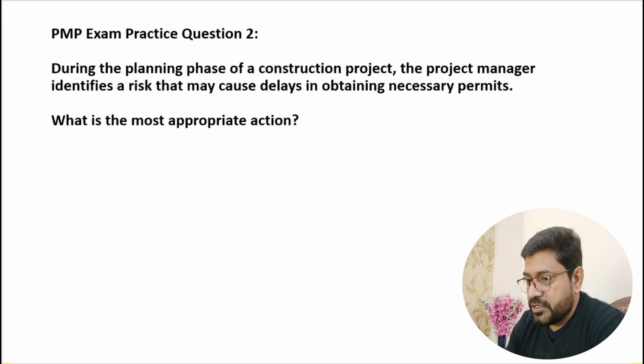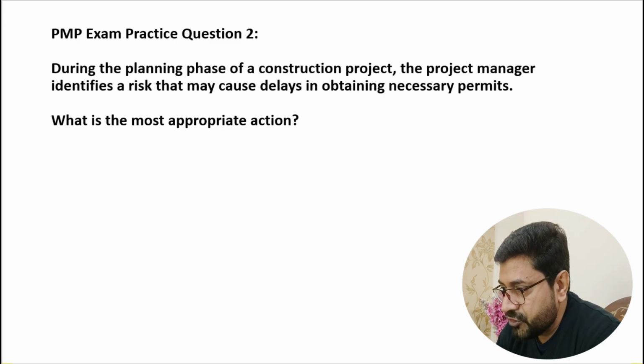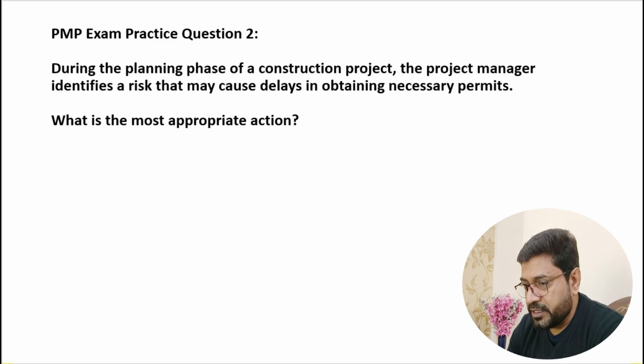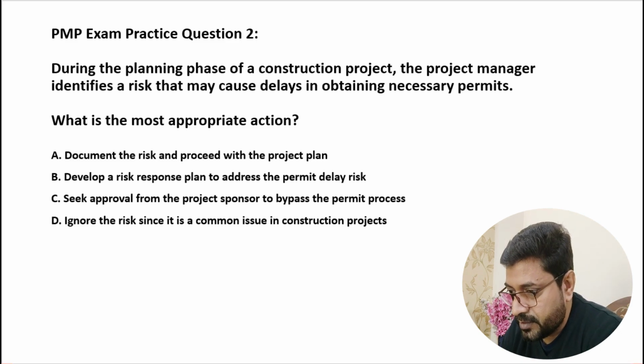The next question is, during the planning phase of a construction project, the project manager identifies a risk that may cause delays in obtaining necessary permits. What is the most appropriate action for the project manager? So the question needs to be understood in detail. The construction project is in the planning phase. The project manager identifies a risk that may delay obtaining the necessary permits. What action is he supposed to take? Let's look at the options.